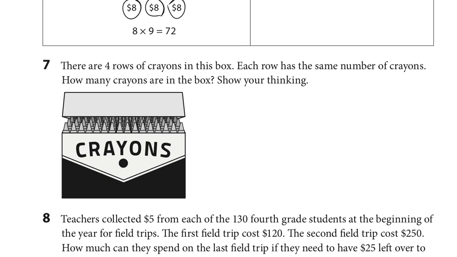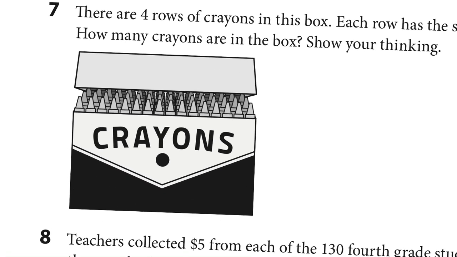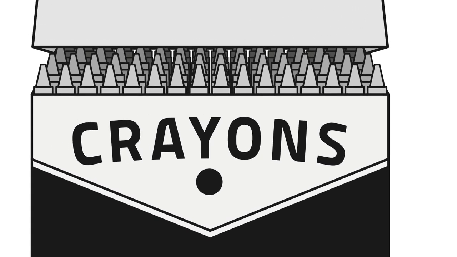It says there are 4 rows of crayons, and you can sort of see it in this box. Each row has the same number of crayons. How many crayons are in the box? Show your thinking. So I guess we can just physically look at this to figure out how many are in a row, and you could number it: 1, 2, 3, 4, 5, 6, 7... Looks like there are 16 in one row.